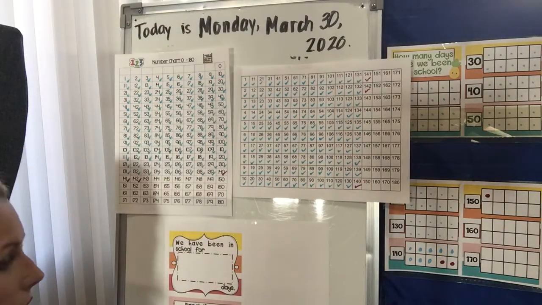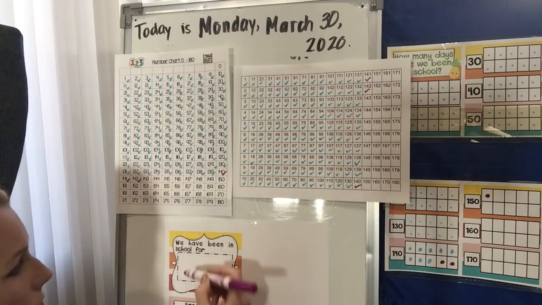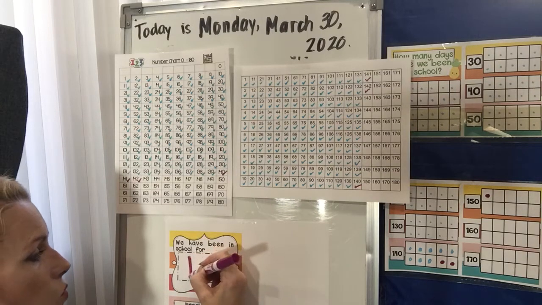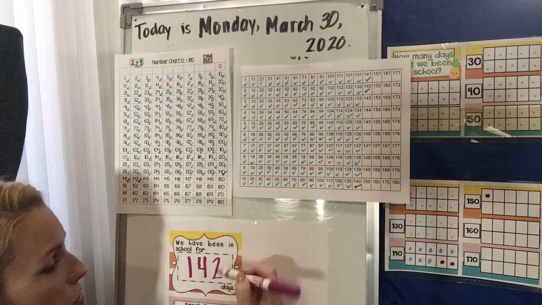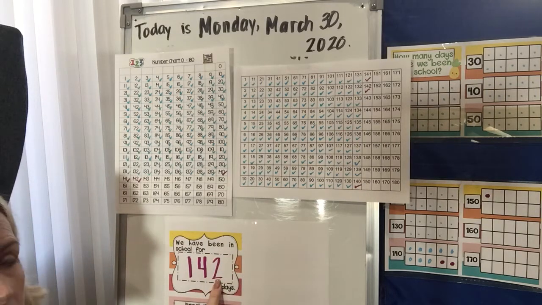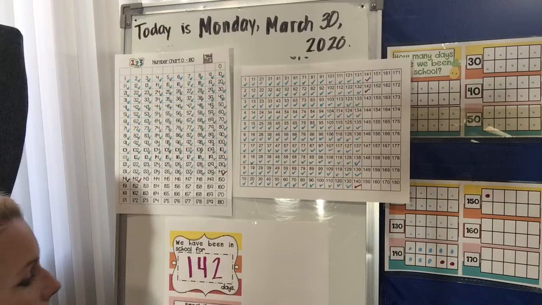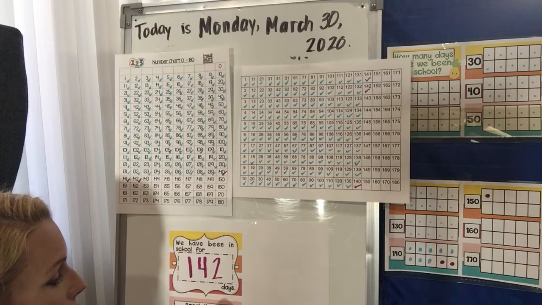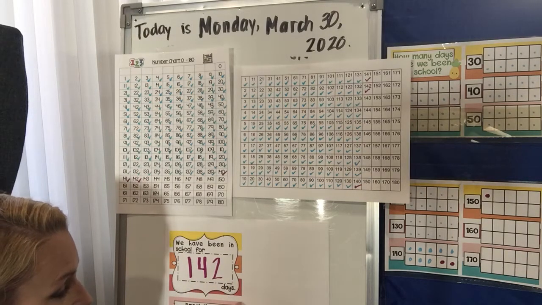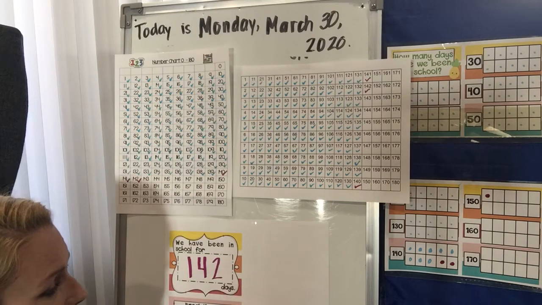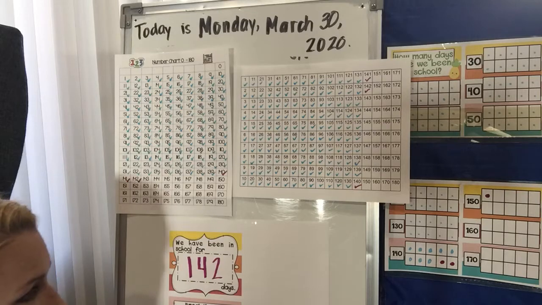So for 142, it's 1, 4, 2. And the 2 is in the 1's place, the 4 is in the 10's place, and the 1 is in the 100's place. So it's one group of 100, 4 groups of 10s, which is 40, 10, 20, 30, 40, and then 2 1s, which is just the number 2.